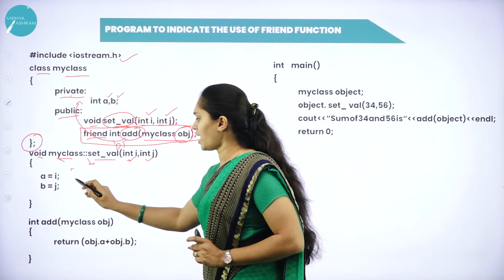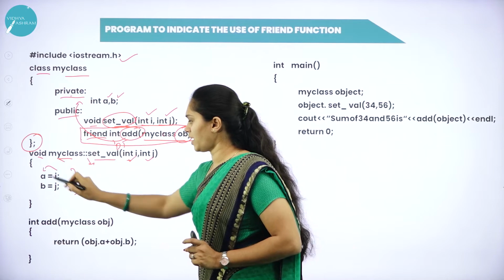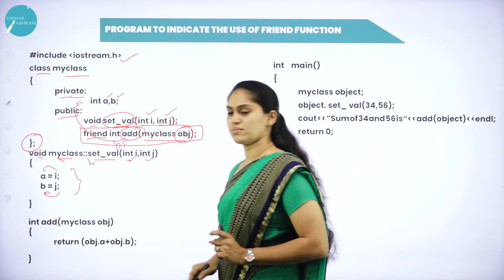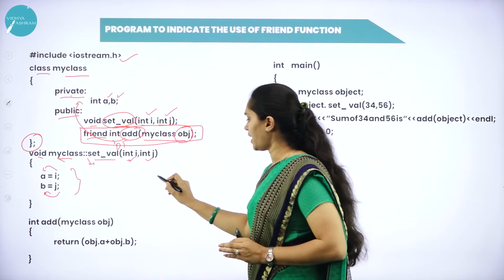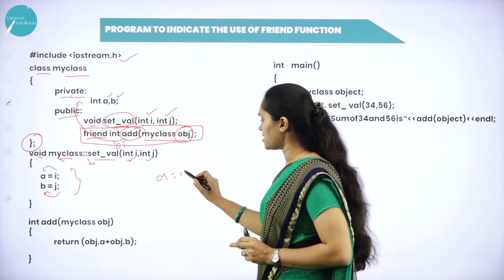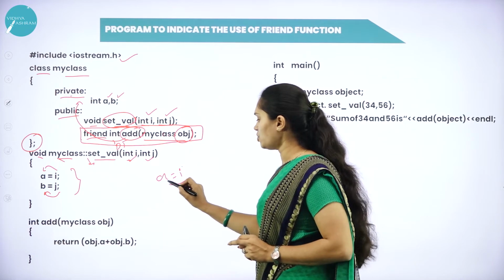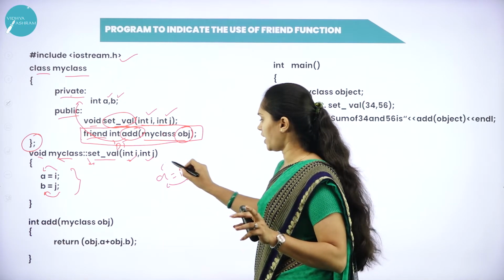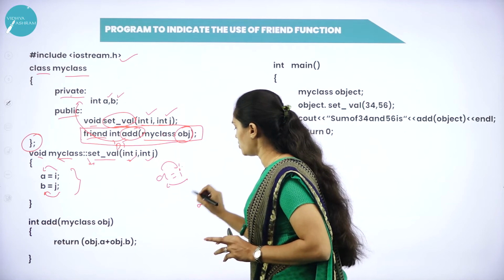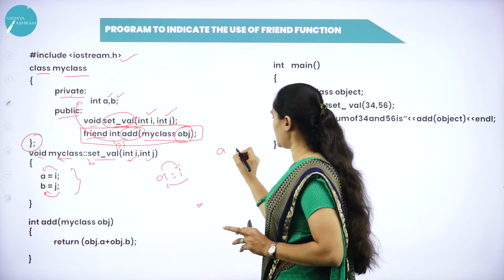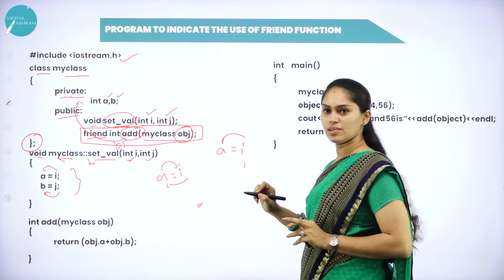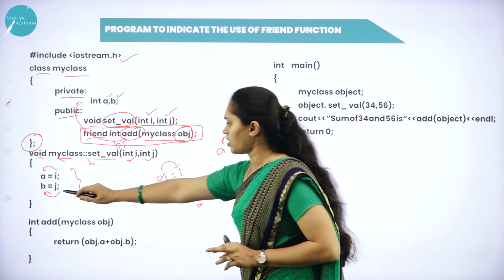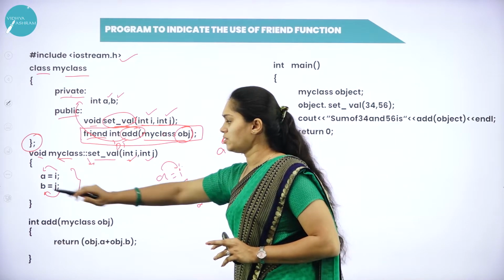After that, I am assigning the value of i to A and j to B. Assignment must always be to the left. For example, A is equal to i, in the sense I am assigning the value of i to A. I'm not assigning the value of A to i. In the same way, I'm going to assign or copy the value of j to B.